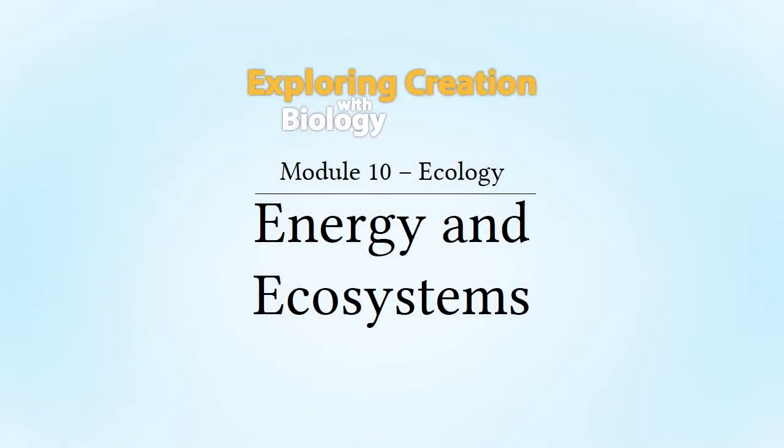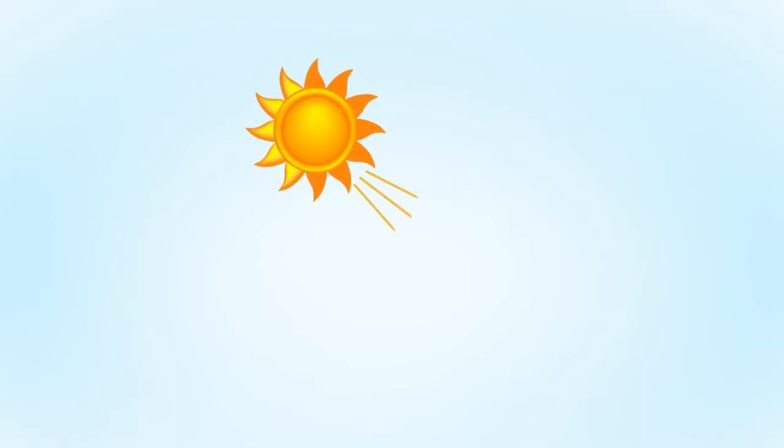Module 10, Energy and Ecosystems. One criterion of life says that all living things need to take energy from their surroundings and use it to sustain them. So where does all this energy come from? You learned that a majority of it comes from the sun.